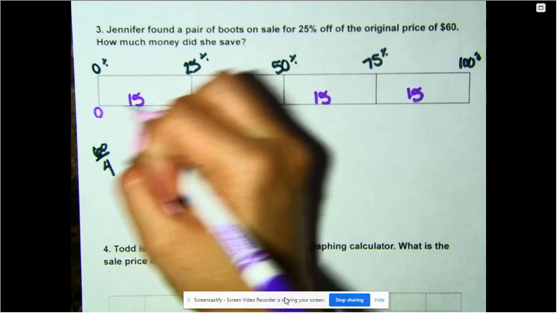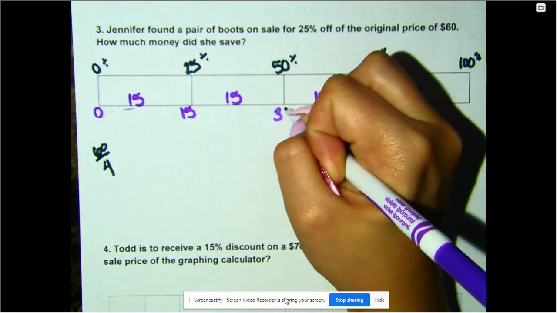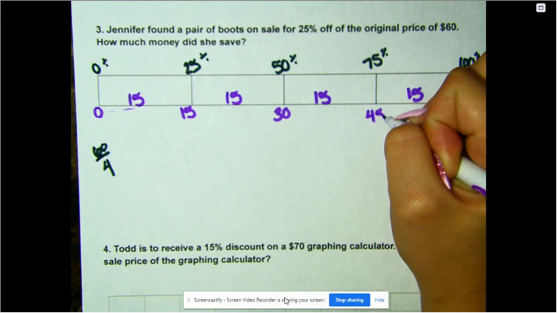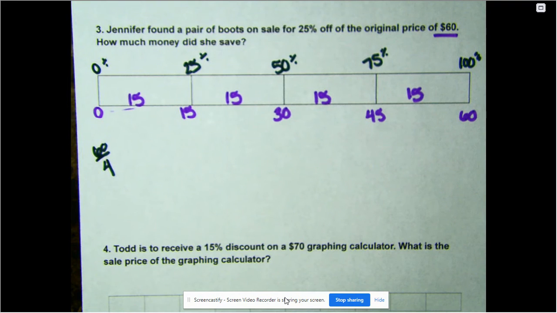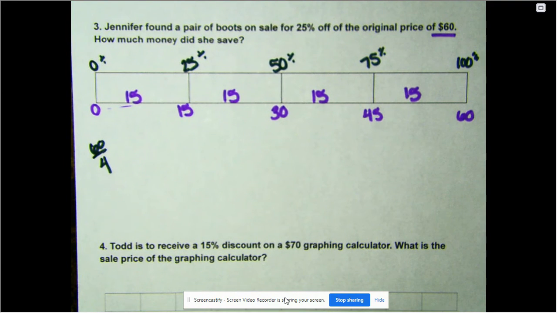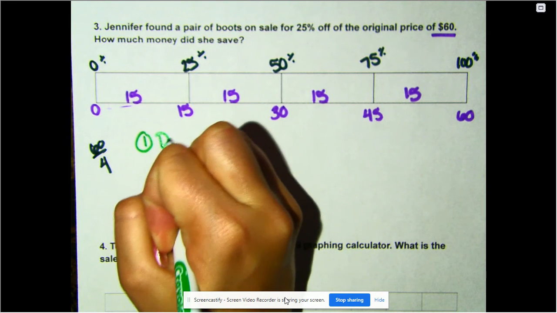So this would be 0. 1 15 would be 15. 2 15s added together would be 30. This would be 45. And then your total would be 60, which makes sense because that was the total price. Okay, so first thing is we need to find that discount amount. Okay, so what is your discount price?